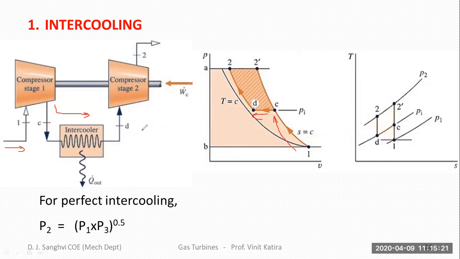But in actual that never happens, so we are just discussing the ideal case right now. After the intercooler, the air is again sent to the second stage compressor, where it is compressed from D to 2. For perfect intercooling, your intermediate pressure, that is P2, must be under root of P1 into P3. You are very well versed with this expression. P2 is equal to under root of P1 into P3.